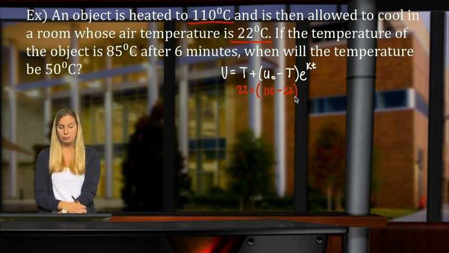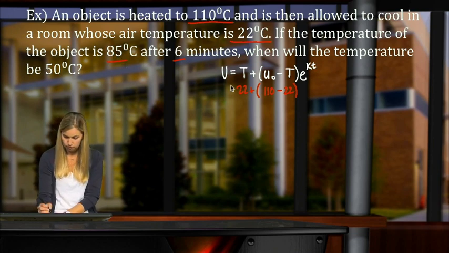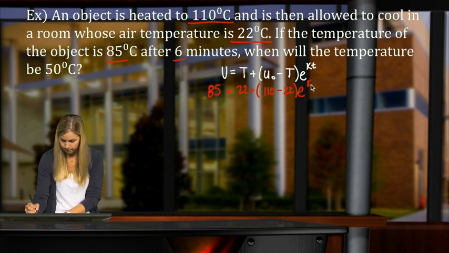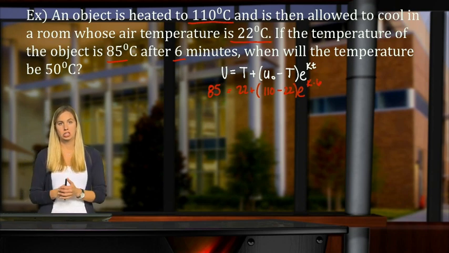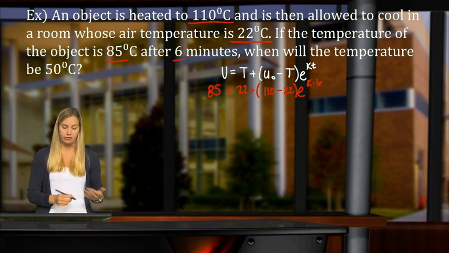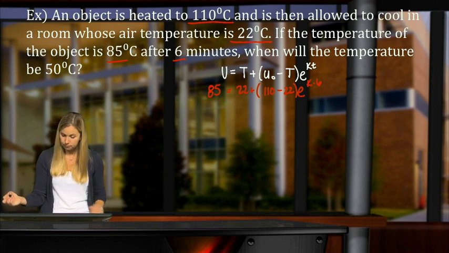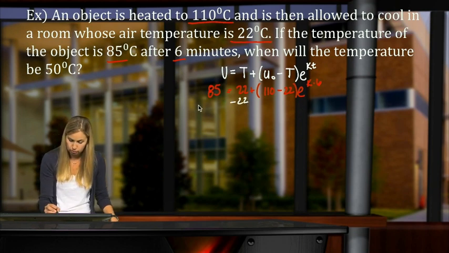The temperature of the object is 85 degrees after 6 minutes. So here we've got our time and our future amount. So now we have an equation with just one variable K. We can solve this to find K and then use that to find when the temperature will finally reach 50 degrees Celsius. So solving this, we want to isolate our exponential term first. So we're going to have to subtract 22 first.